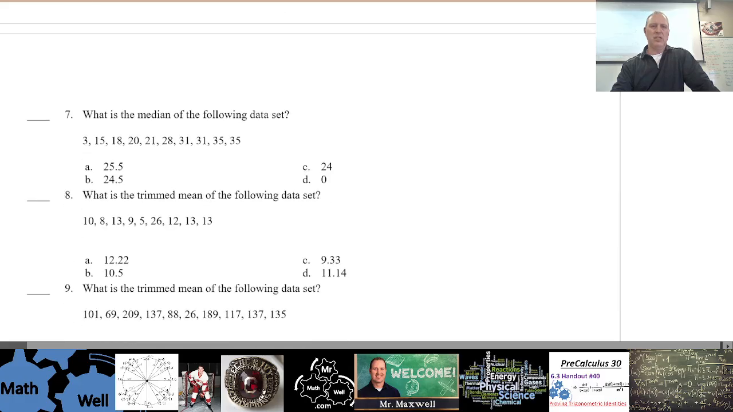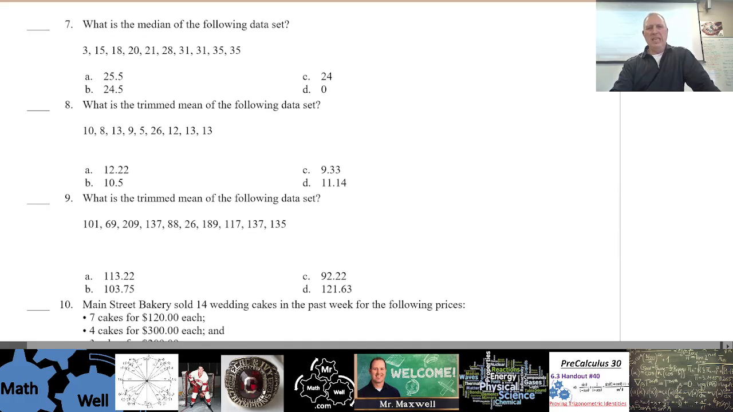Another median question. I'll let you do that one. Median, that's, oh, trimmed mean. Let's do a trimmed mean. We haven't done a trimmed mean one. Let's skip to number 8. Okay, trimmed mean. All right.